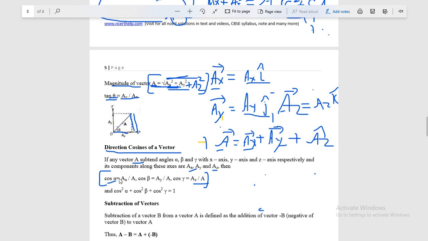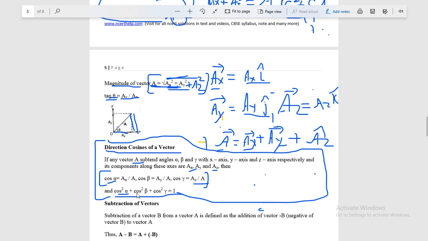Now if you solve these, you will get this identity. This identity is very important: cos square alpha plus cos square beta plus cos square gamma will be equal to 1. You can find this if you square these three and add them together. So this is known as direction cosine. To solve questions based on this topic, you can use this identity: cos square alpha plus cos square beta plus cos square gamma is equal to 1.